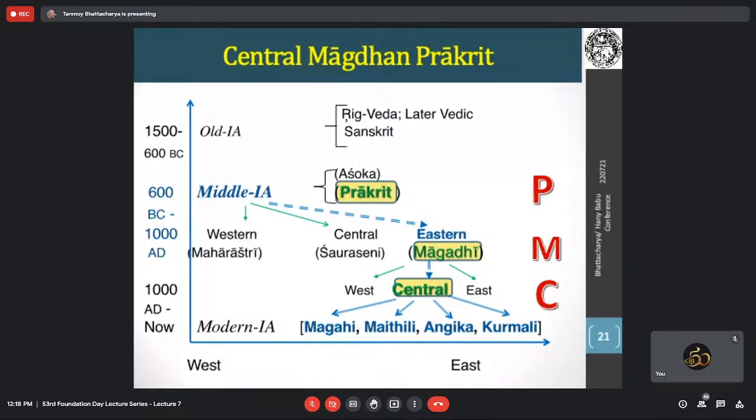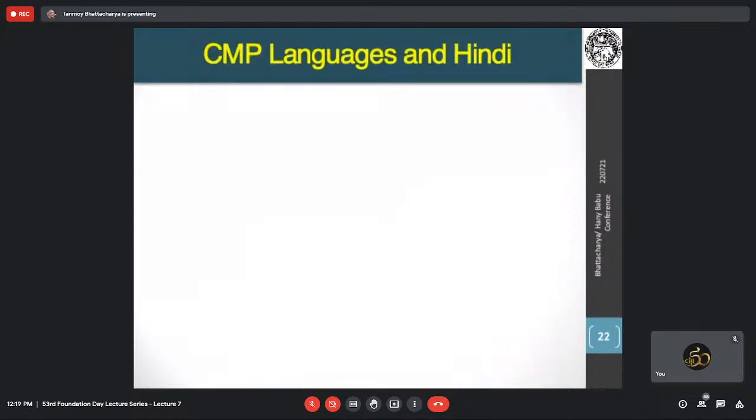One good reason is that Grierson and Hoernle, at that time, denoted these languages as Bihari languages. But that's a wrong term, because there is no language called Bihari, just like there is no language called Uttar Pradeshi or Madhya Pradeshi, etc. So languages of Bihar cannot be called Bihari languages. And for various other reasons, I gave this name, which I've been using for a long time.